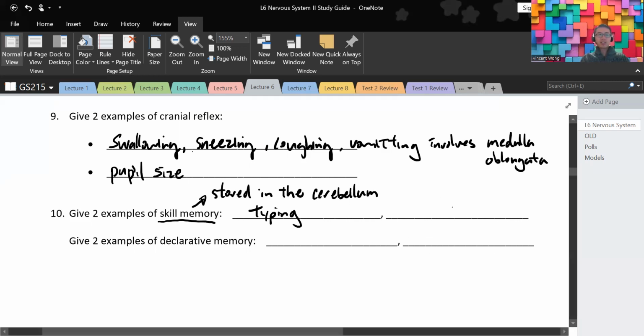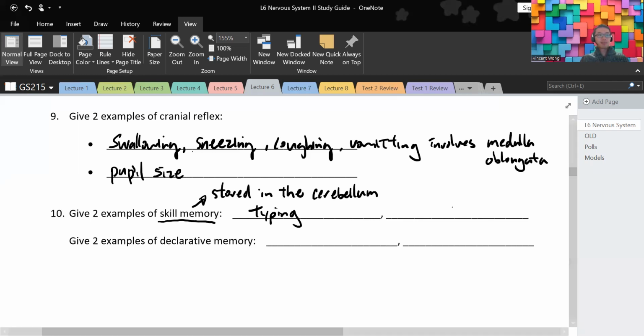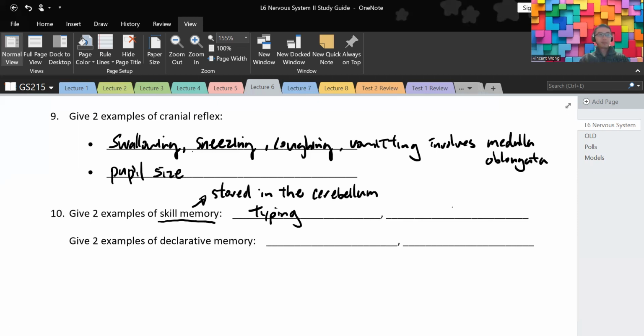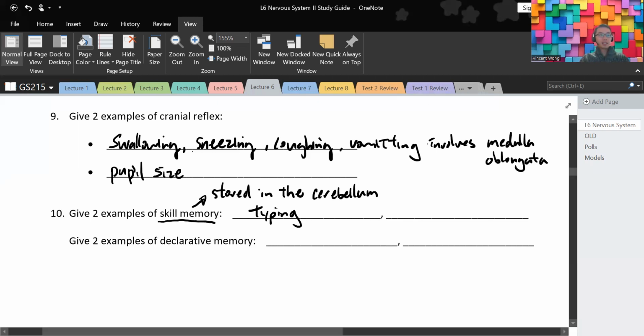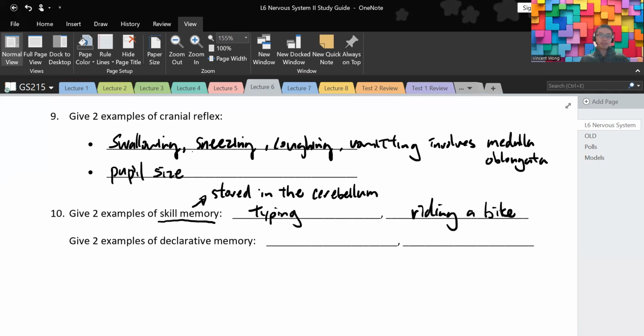Another example, please. Skill memories. Riding a bike. Yeah, riding a bike. Exactly. I don't know when's the last time you've ridden a bike, but even if you haven't ridden a bike for 10 years, and I give you a bike, you probably will be able to ride it, no problem. After half an hour of practicing, you'll be just as good as 10 years ago. So these are skill memories. They are stored in the cerebellum and they do not go away.